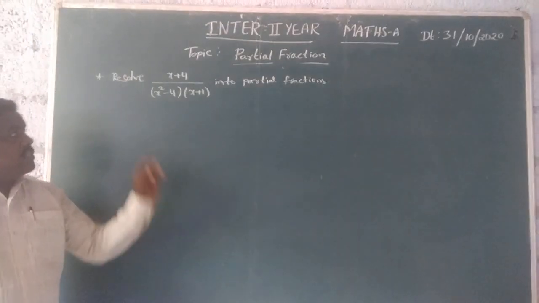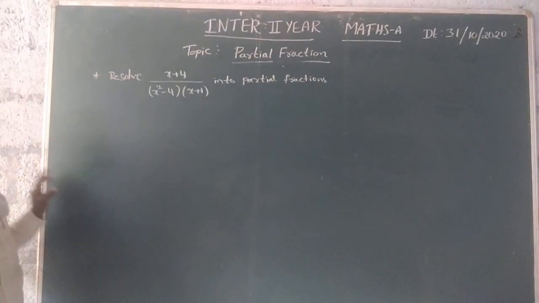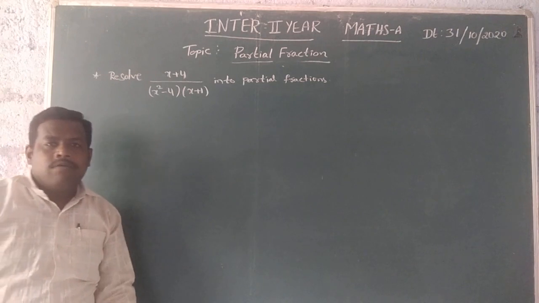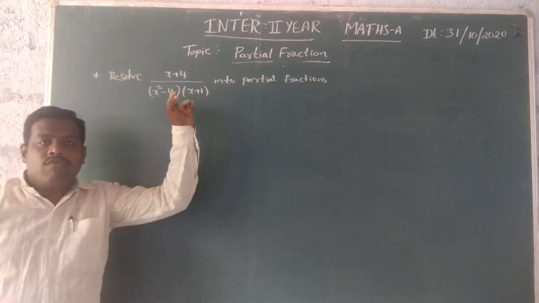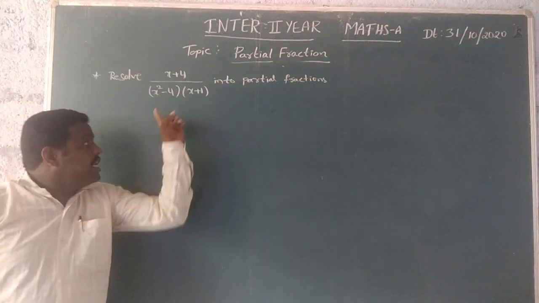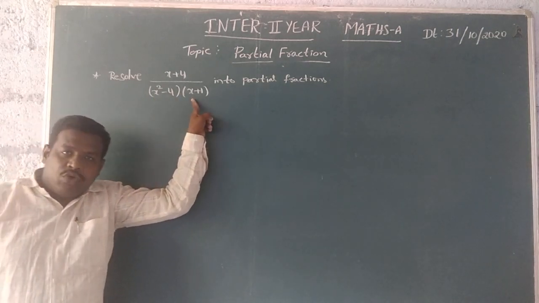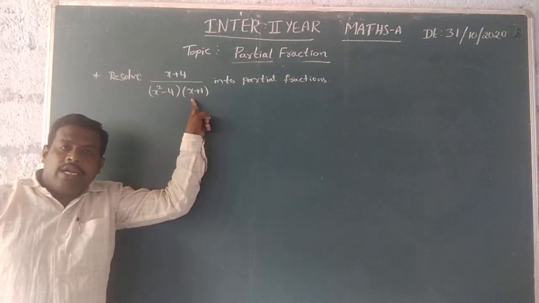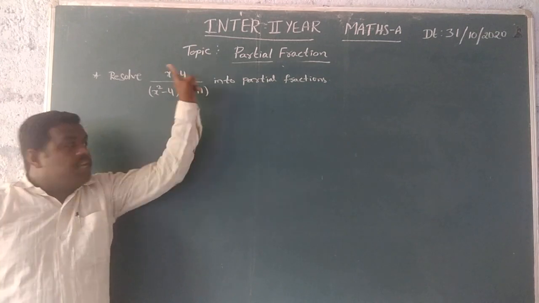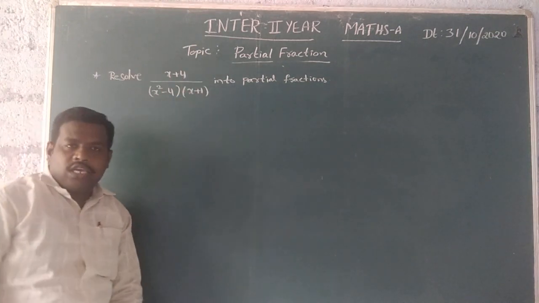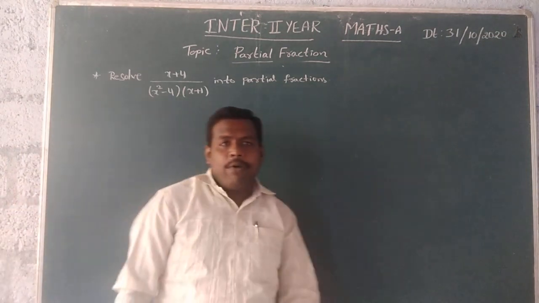For the given fraction x plus 4 by x square minus 4 into x plus 1, this fraction is a proper fraction because what is the degree of the numerator? 1. The degree of the denominator is x square into x, which is x cube. So what is the degree of the denominator? 3. So the degree of the numerator is less than the degree of the denominator, so the given fraction is a proper fraction.